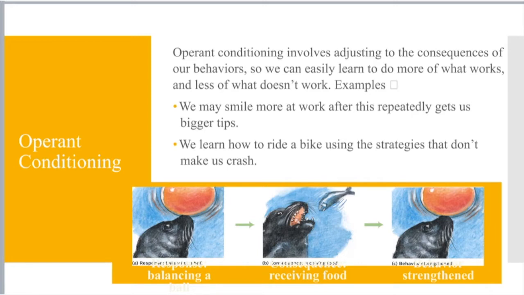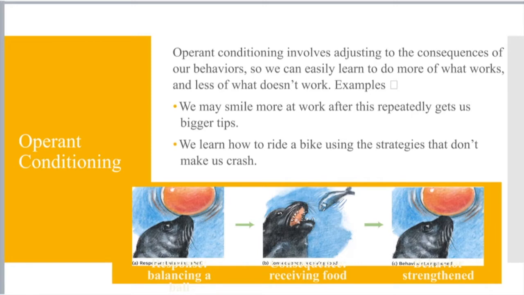For example, as the ones listed on this slide, we may smile more at work after this repeatedly gets us bigger tips, or we learn how to use a bike using strategies that don't make us crash. This image down here at the bottom: if I bounce a ball, I being the seal in this picture, I get food. So I'm going to continue bouncing that ball. That behavior is then strengthened.